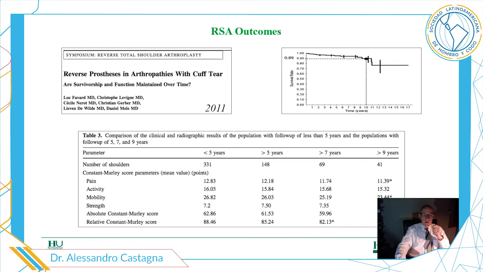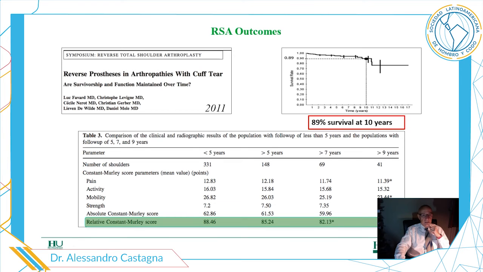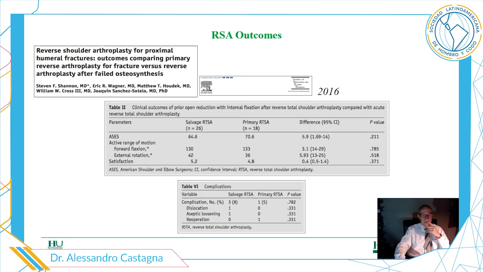The clinical outcomes, this is a study by Luc Favard. You see that basically at 10 years it is behaving very well, with some declining of the outcome, but the clinical result with the Constant score is basically very good even in the long term. 89%, that is a lot at 10 years with the original design of Grammont. Now it is becoming even better.